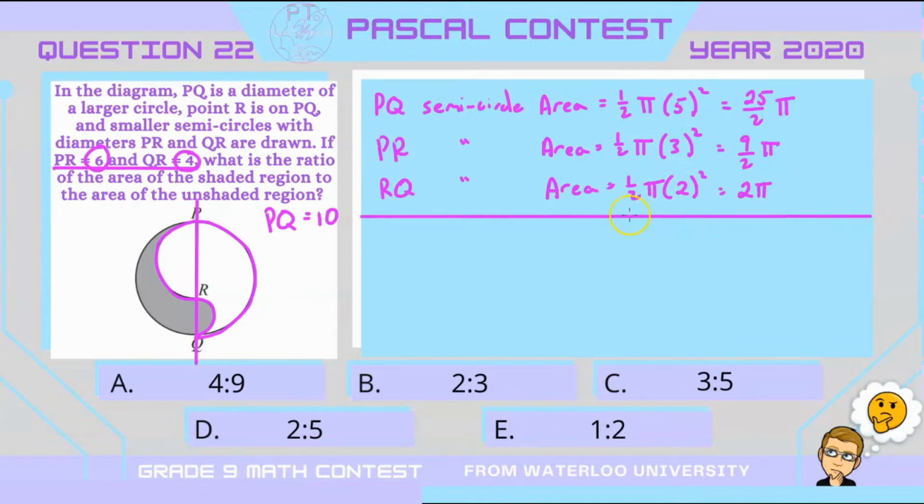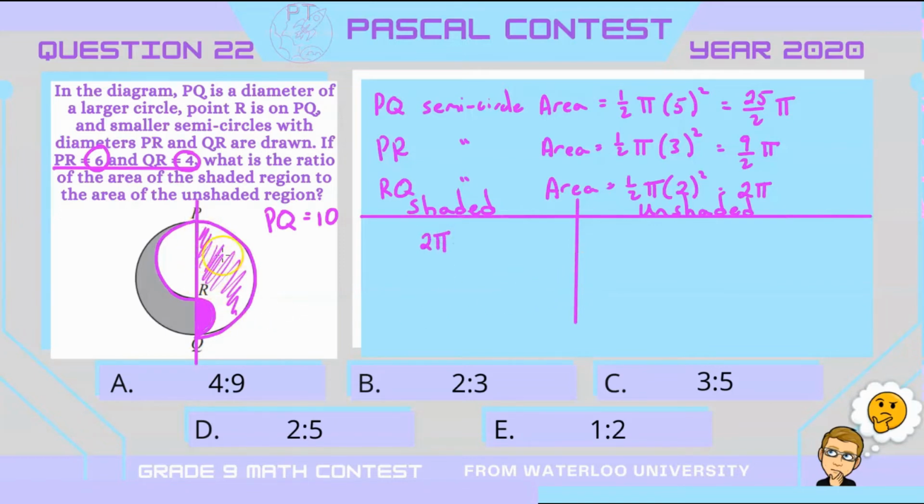Next, let's look at all of these shaded and unshaded areas. So I'm going to do a little chart here, with shaded and unshaded regions. Let's look at the right side of this circle. We have this area here, which is unshaded, and this area here, which is shaded. If I wanted to find the shaded area of the right side of the circle, that's just the area of this small semicircle. So the shaded area would then just be 2 pi.